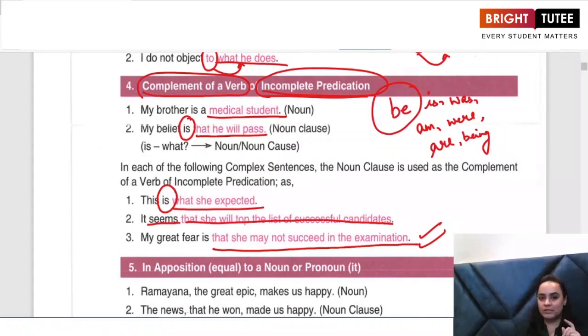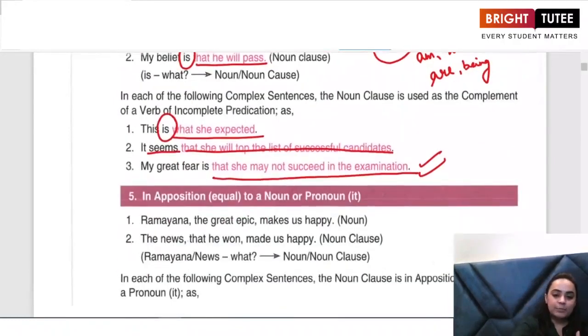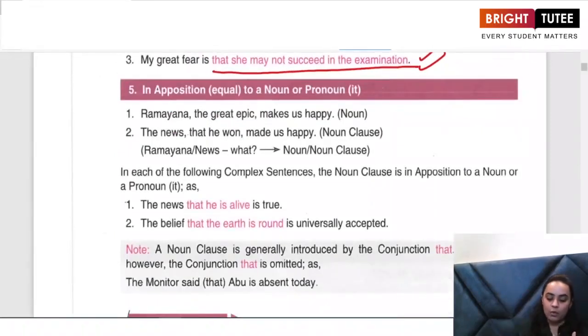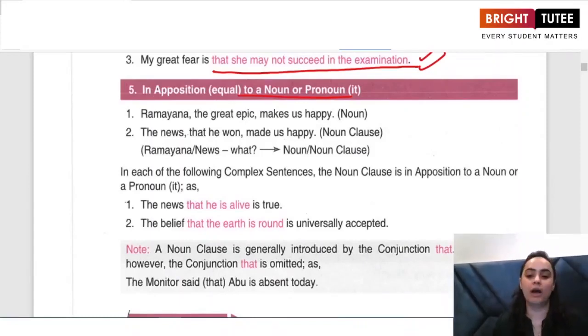So what are the four types of the noun clauses? Those noun clauses which act as a complement, or that complete a verb which is incomplete in nature. Okay. And the last type of noun clause is when it is in opposition, or when it is equal to a noun or a pronoun. When the position of a noun clause is same as a noun or a pronoun in the sentence. For example, Ramayana, the great epic, makes us happy.